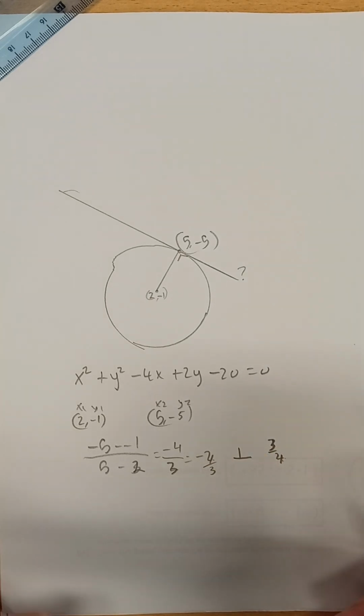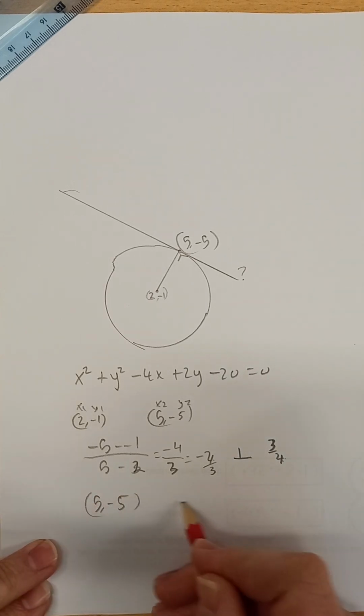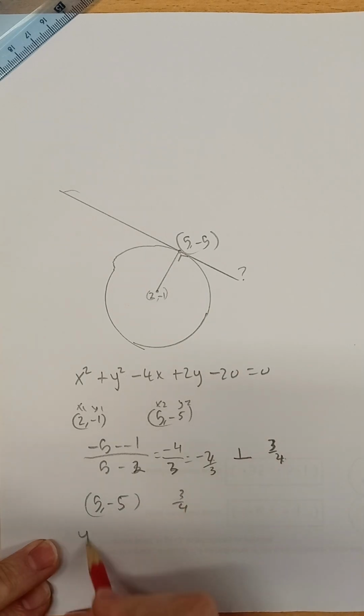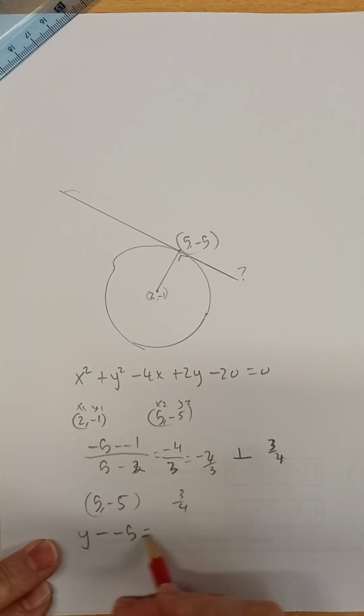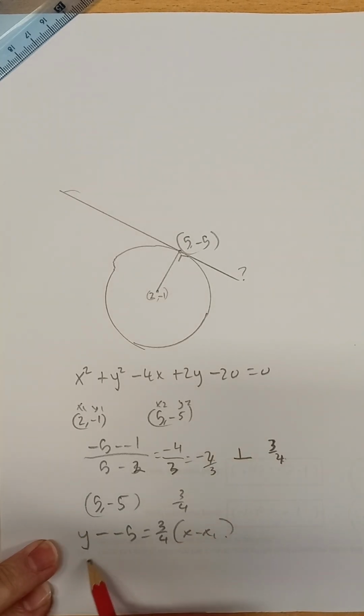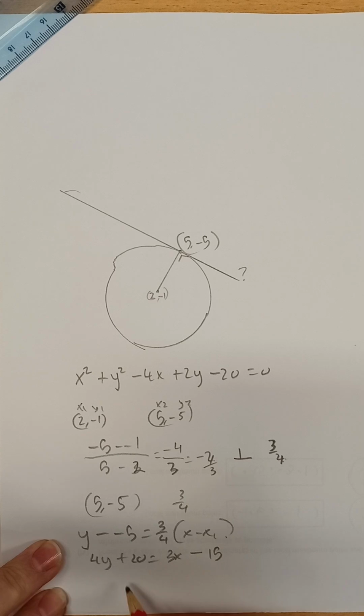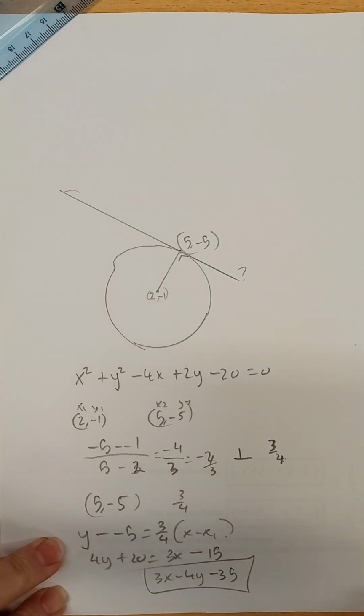So now that I have that, I can use it with the point. So 5 and minus 5 and 3 over 4. So y minus y1 is equal to slope times x minus x1. So multiplying the left side by 4, 4y plus 20 is equal to 3x minus 15. Okay, so let's just put this all together. That's going to be 3x minus 4y minus 35. And there you have it.